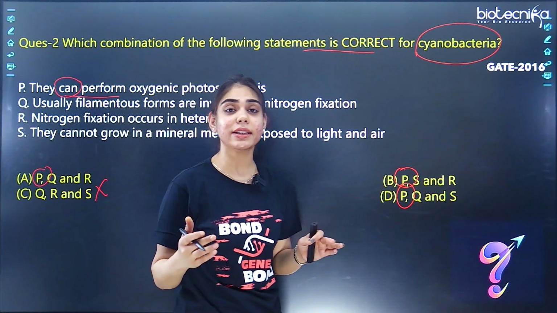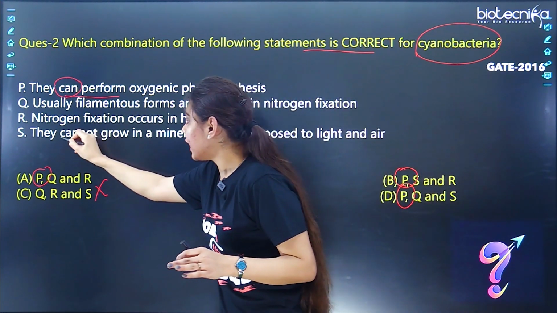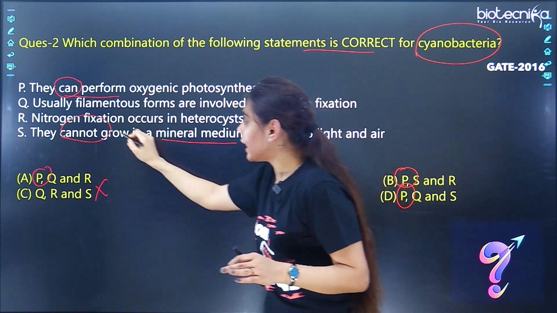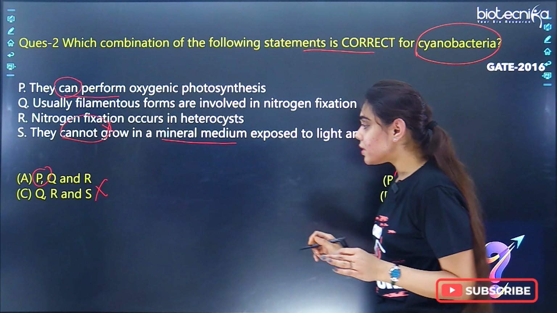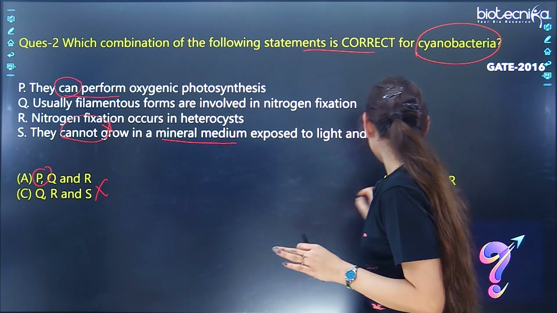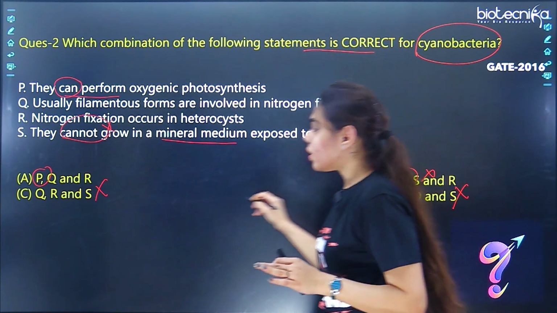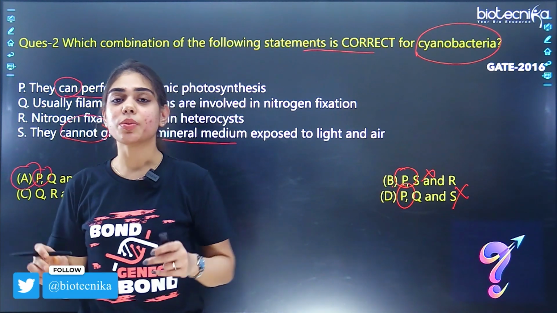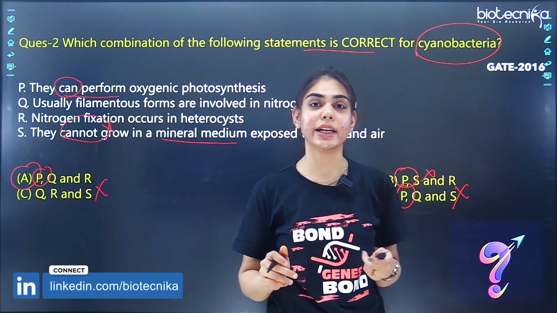Now again we'll read the next smaller statement. The second statement is "they cannot grow in a mineral medium." So they cannot grow. Again, this is a type of absolute statement, so we have to omit this S. So where can we find S? We can find S in option D and option B. So again we have reached the final option, that is option A, because option A has P, Q and R statements. So option A is the right answer.